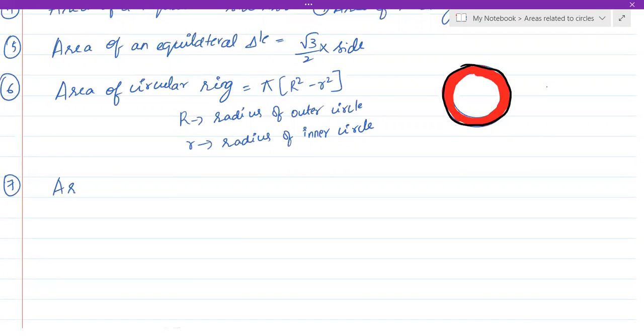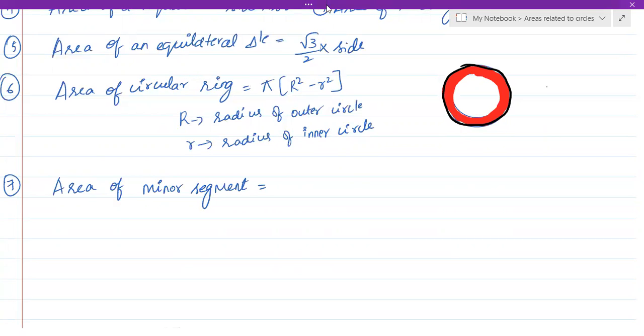Area of minor segment. Okay, let's take area of minor segment. In all the problems of this chapter, what we are going to do is find the area of a bigger thing and subtract the things which are not required. We'll always find the area of the bigger thing in the figure, which is known to us. Let me explain with this figure.